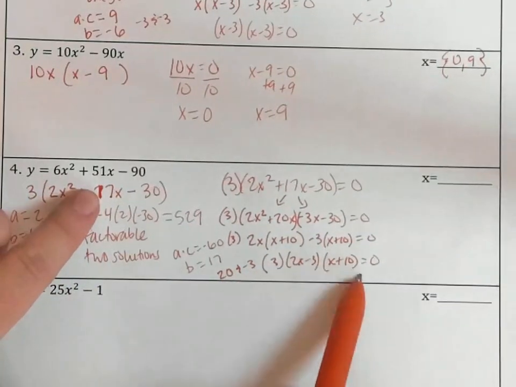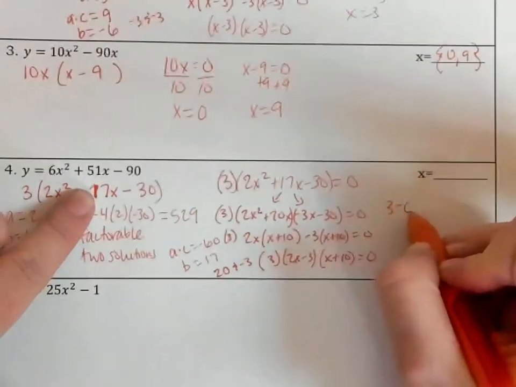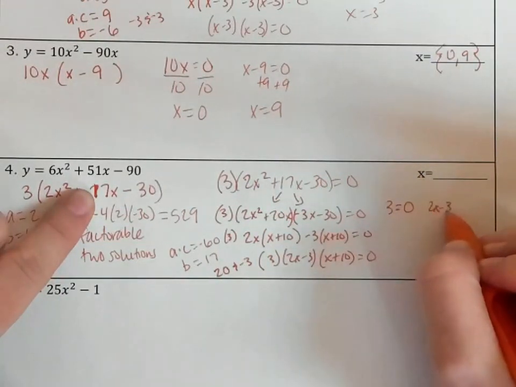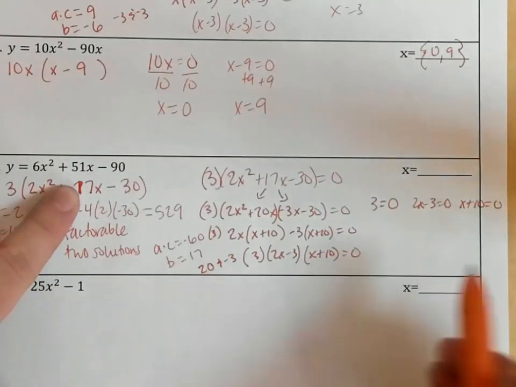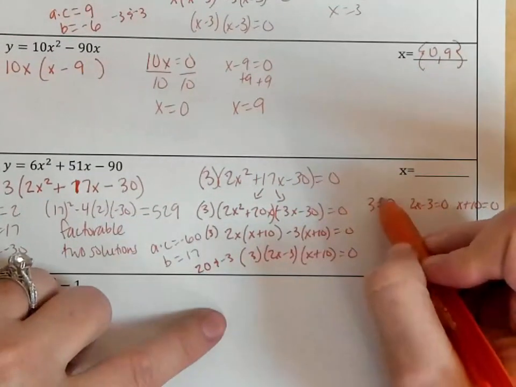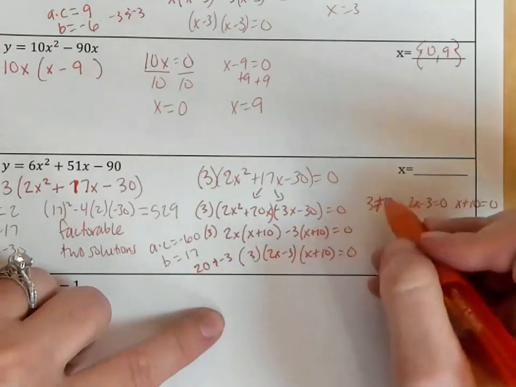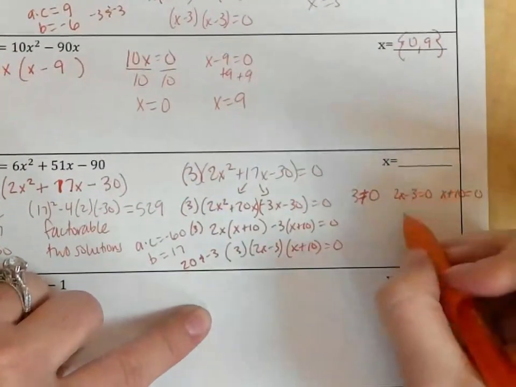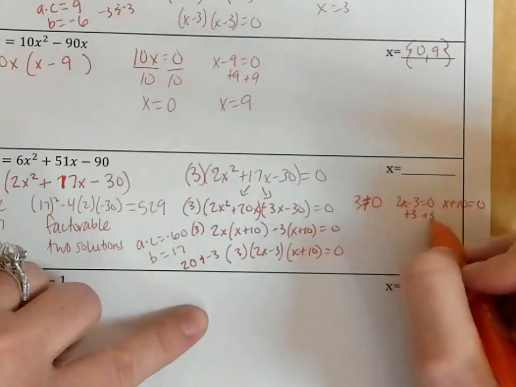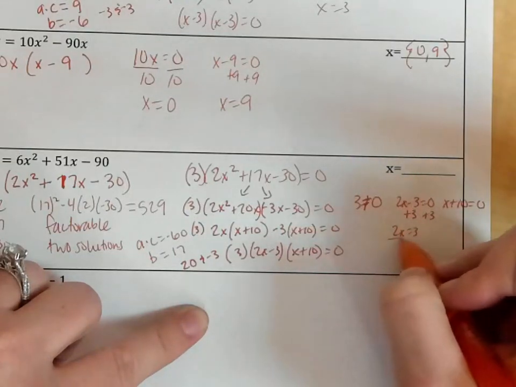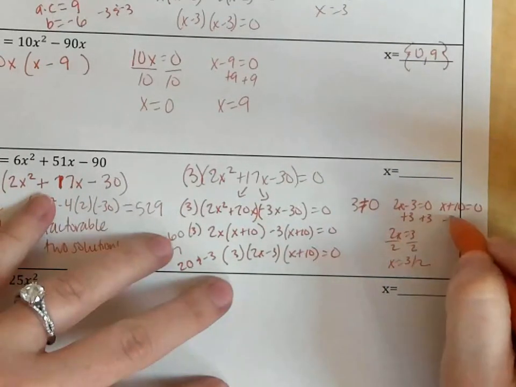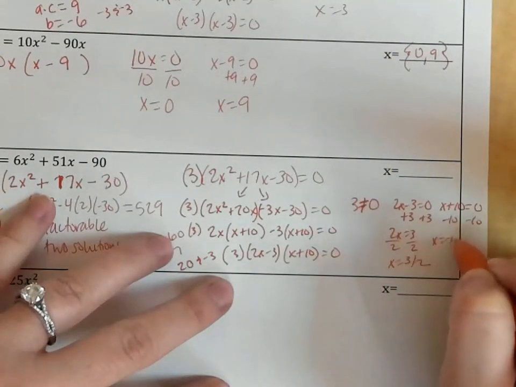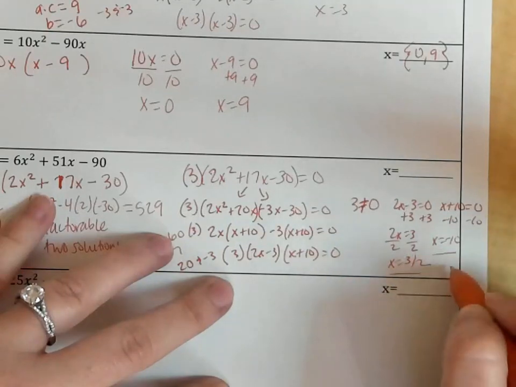So I'm going to take each of those and set them equal to 0. So I have 3 equals 0, I have 2x minus 3 equals 0, and I have x plus 10 equals 0. And so when I do this, I notice that 3 does not equal 0, so that doesn't give me a solution. And I solve here, I add the 3, and I get 2x equals 3, I divide by 2, I get x equals 3 halves. And then over here I subtract the 10, and I get x equals negative 10. So these are my two solutions that I end up with, which is what I was looking for.